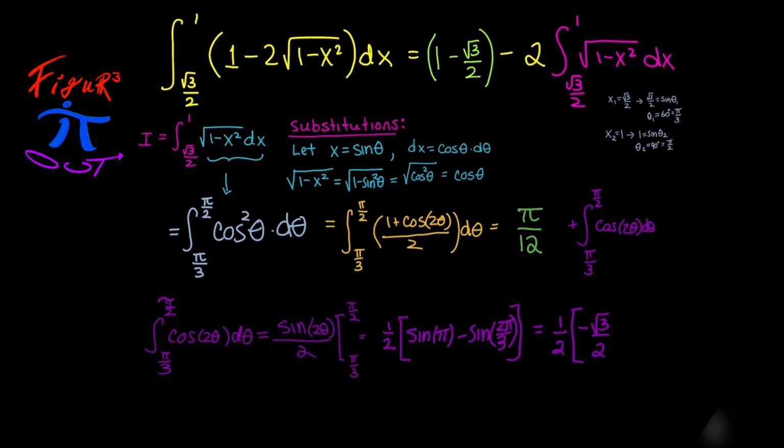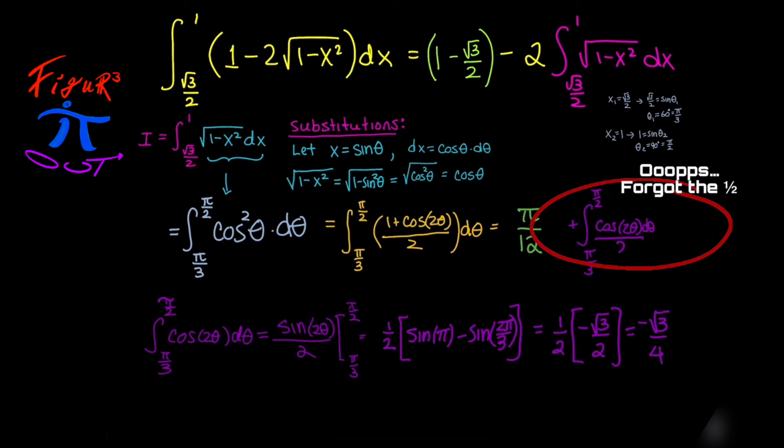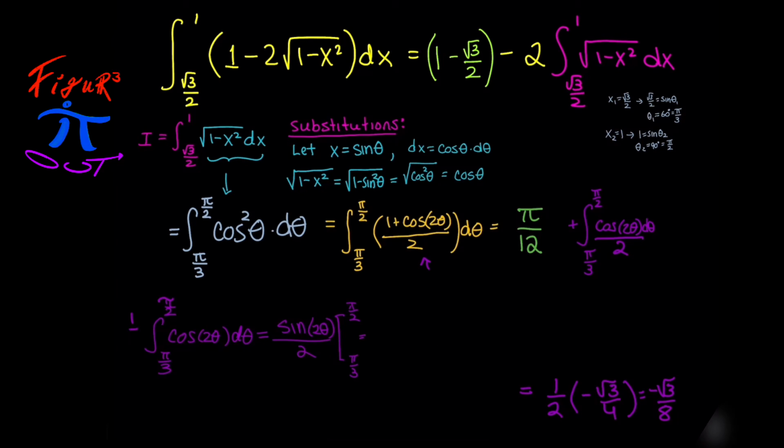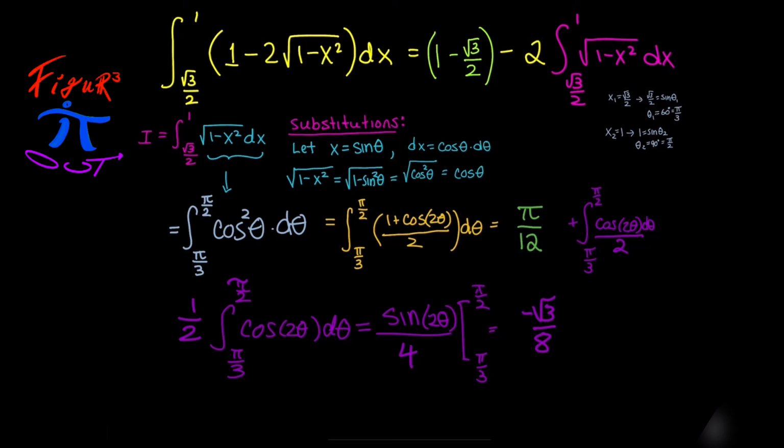Okay, so then we're going to get 1/2 negative square root of 3 over 2, which is negative square root of 3 over 4. Wait a minute here. Let's take a look at this. I think I made an error. Oops, I forgot the 1/2 when I split the integral. So let's just make an adjustment here by multiplying our answer by 1/2. That'll give us negative square root of 3 over 8. All right, that's starting to look a little bit better here.